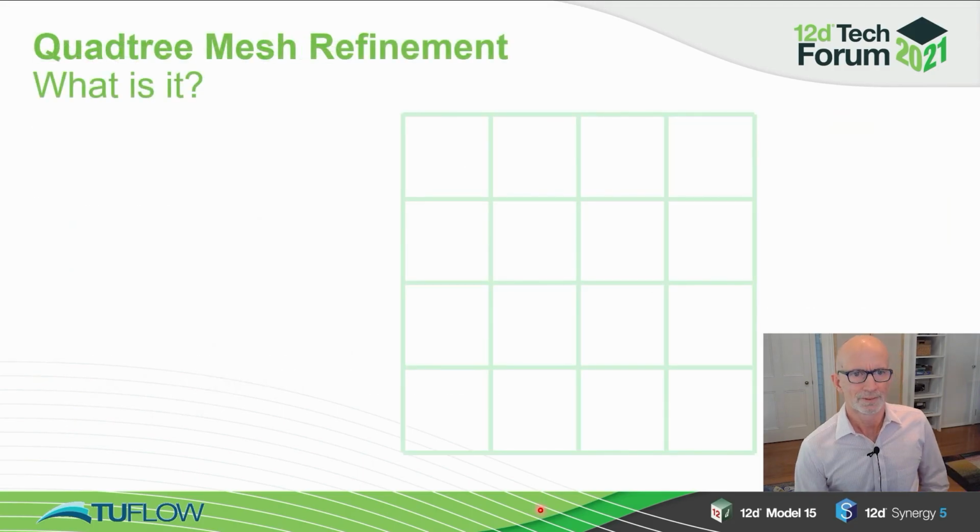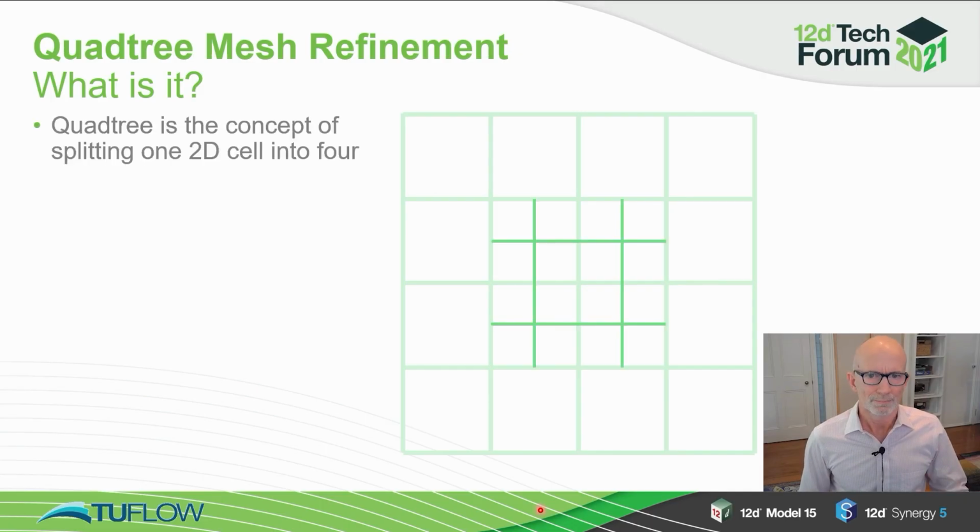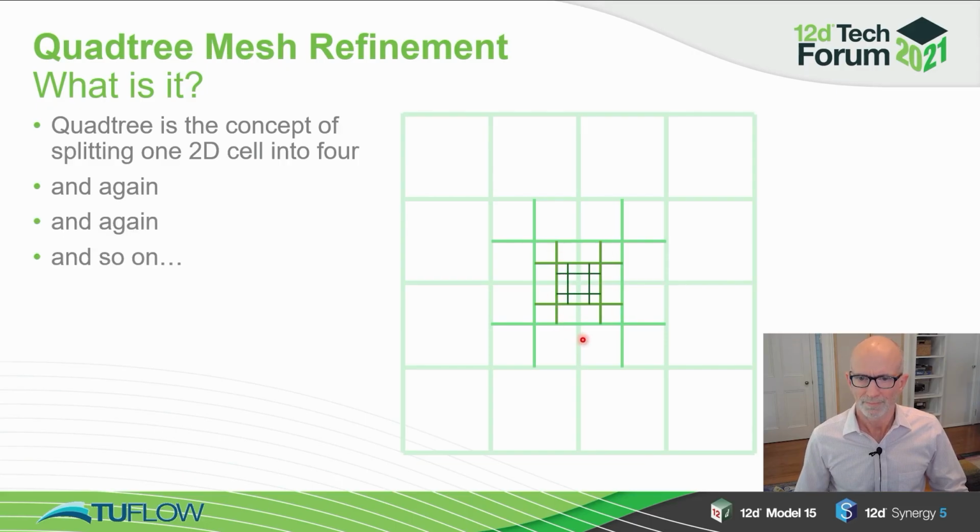Quadtree, that's the other big feature we've come out with. So what is Quadtree? Quadtree is basically the concept of splitting one 2D cell into 4. So here we've divided this cell into 4, and this cell, and this cell, and this cell. And again, you can keep dividing and dividing, and again. So it's a very simple concept. Basically, you're just allowing your 2D model to have variable cell sizes based on a subdivision of your square cells down and down and down.